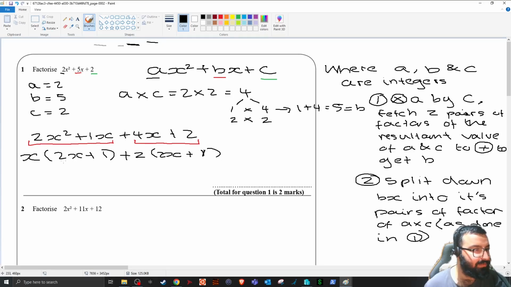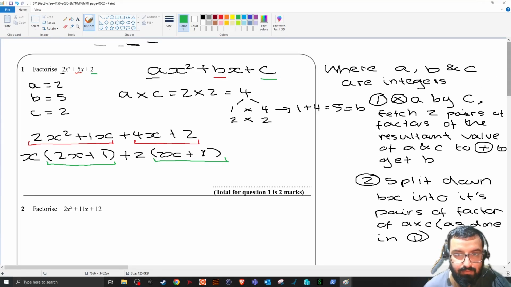Anyways, so we've got x bracket 2x plus 1 plus 2 brackets 2x plus 1. Now, I'm pretty sure most of you have already noticed something a little special here. Probably noticed that these two are identical to one another, and they have to be identical to one another, because if they're not, you've done something wrong.